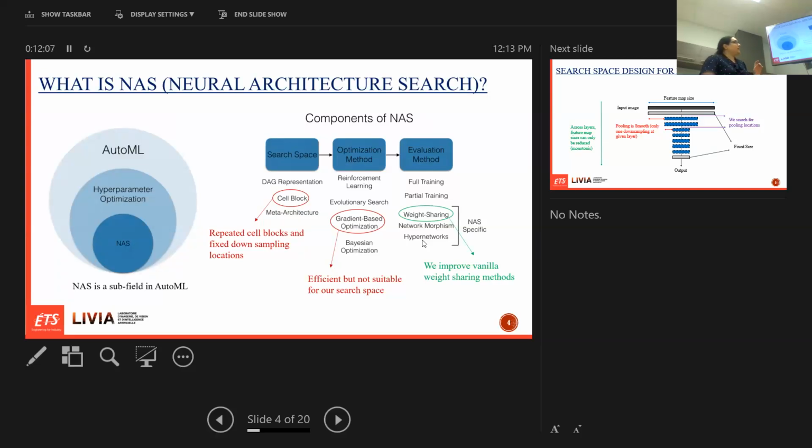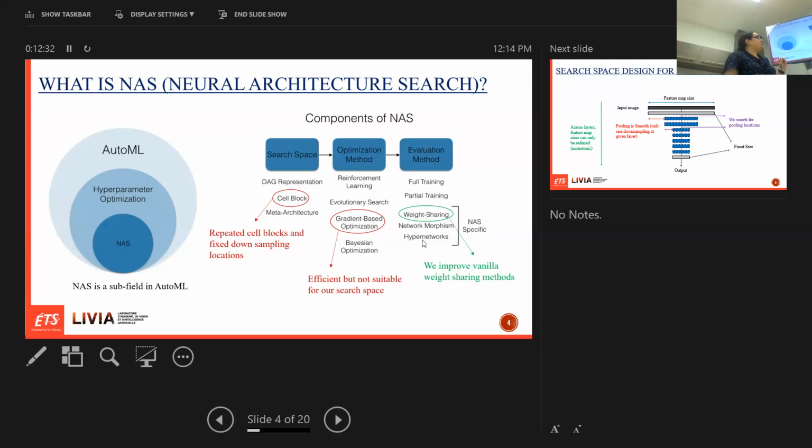In recent years, the trend has been moving towards using cell blocks, which, as I said before, focus on the operations inside the layers. And they usually fix the downsampling location. So this would not really be compatible with our problem.